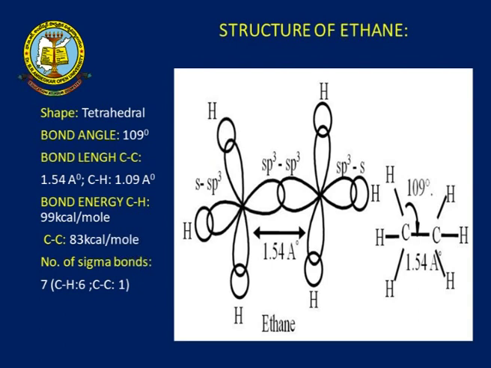The bond energy of the C-H bond is 99 and the bond energy of the C-C bond is 83 kilocalories. As I said earlier, the shape is tetrahedral. These are the characteristics of sp3 hybridization.